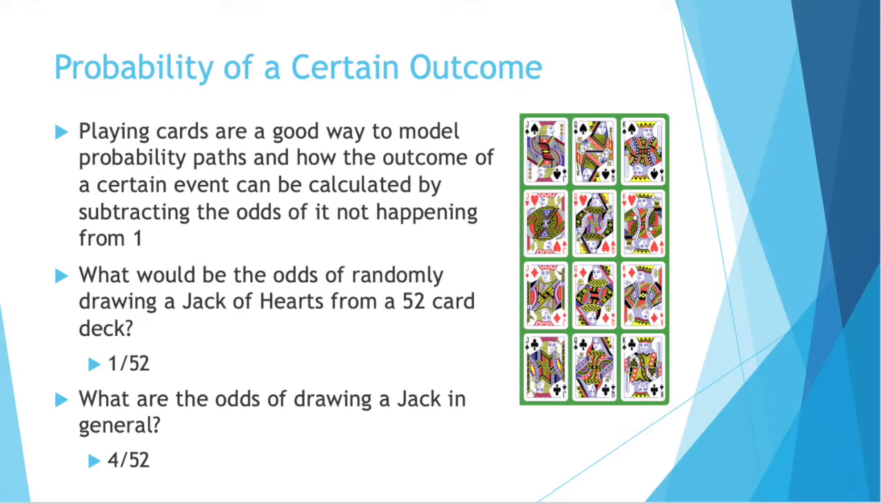What about the probability of a certain outcome? Playing cards are a good way to model probability paths and how the outcome of a certain event can be calculated by subtracting the odds of it not happening from 1. For example, what would be the odds of randomly drawing a Jack of Hearts from a 52 card deck? Well, there's only one Jack of Hearts, so it would be 1 in 52. But what about the odds of drawing a Jack in general? Well, that would be 4 in 52.